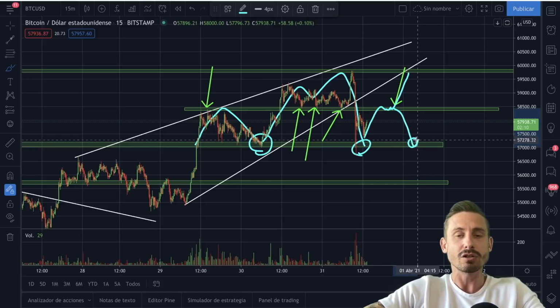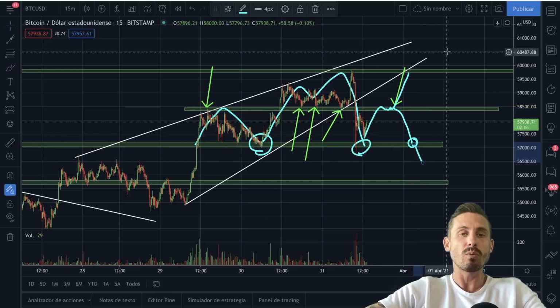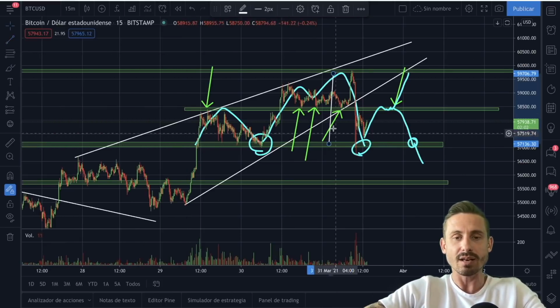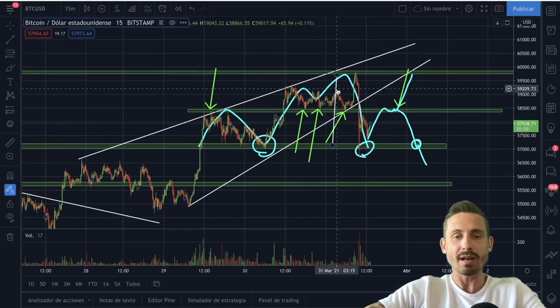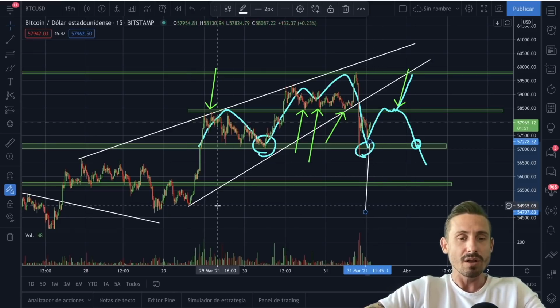retest this support area. If we break down this support area, well, the measured move would be getting the head, guys, all the way down to the neckline, and from the breakout, guys, this could potentially take the Bitcoin price all the way to the $54,800 range, which is also the bottom here of this ascending wedge.